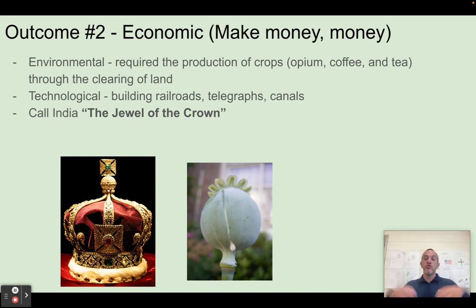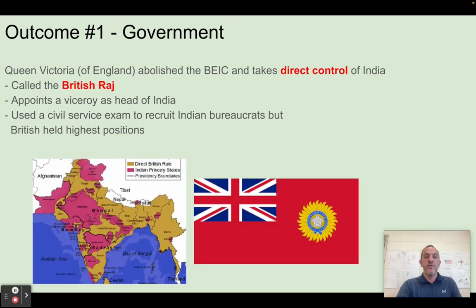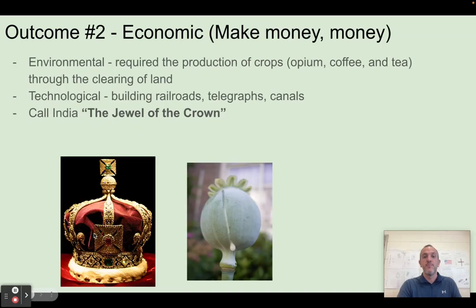Also, the British need to transport these crops. They need to bring them from central India all the way to the coastline to ships. So they say, we're going to build railroads, we're going to build telegraphs, we're going to build canals to help this transportation. As a result of all this, Britain calls India the jewel of the crown, meaning that on the British crown, this is a symbolic thing, the most important jewel of the British Empire is India because it makes them so much money.